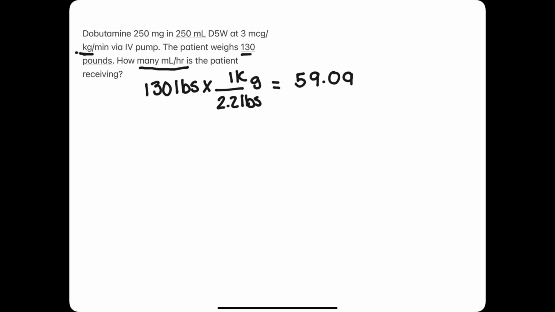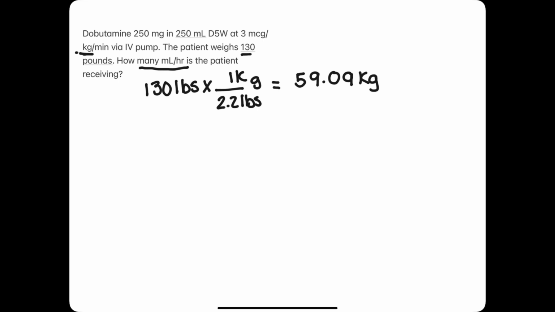So what I like to do first is I like to see what my answer needs to end in. So our answer needs to be in mLs per hour. We also know that the patient's weight needs to be in kgs. So we need to convert their pounds to kg. So 130 pounds, we know that 2.2 pounds is in 1 kg. So the patient's weight in kgs is 59.09 kgs. And I always like to round at the end.